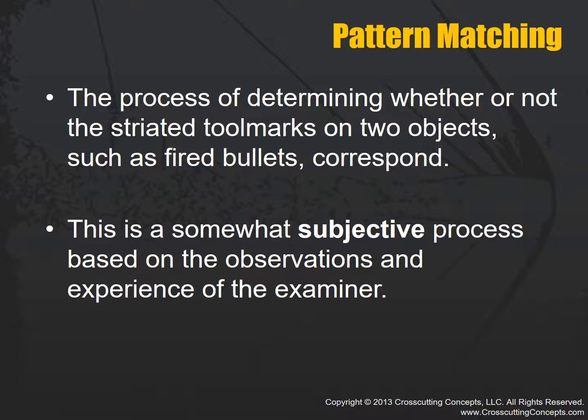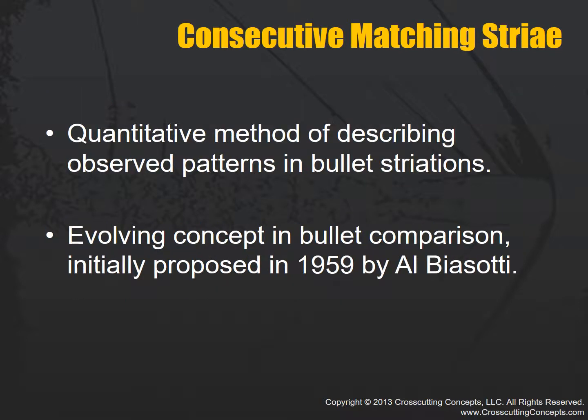All right, so the process of determining whether or not striated tool marks on two objects such as fired bullets correspond is called pattern matching. It's a subjective process, and it's based on the observations and experience of the examiner. A quantitative method of describing observed patterns in bullet striations is called consecutive matching striae. It's an evolving concept in bullet comparison. It was initially proposed in 1959 by Biasotti.